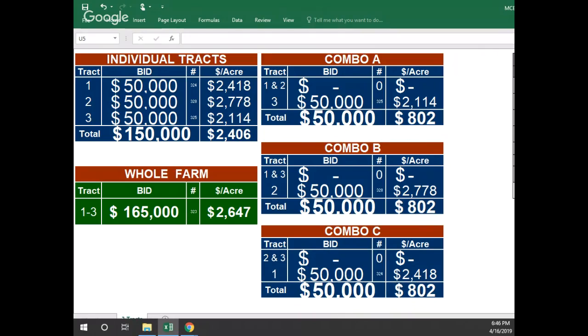Don't be bashful, guys. If you're interested in an individual track, put your bid on the board. You never know who else is out there that is also interested in an individual track. Guys might be able to help get the price above what the whole farm is at. Any further interest?